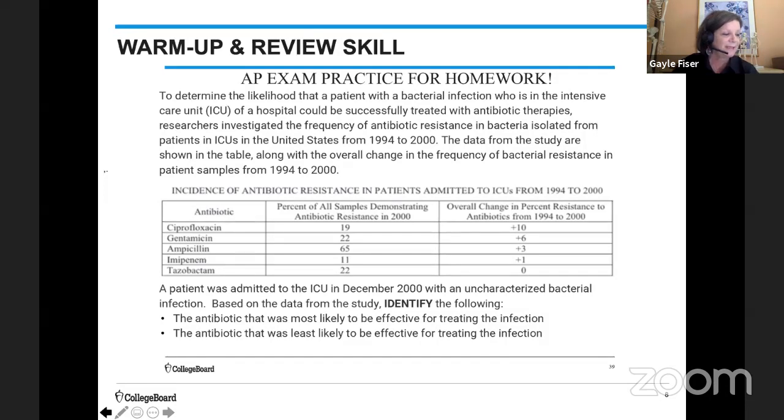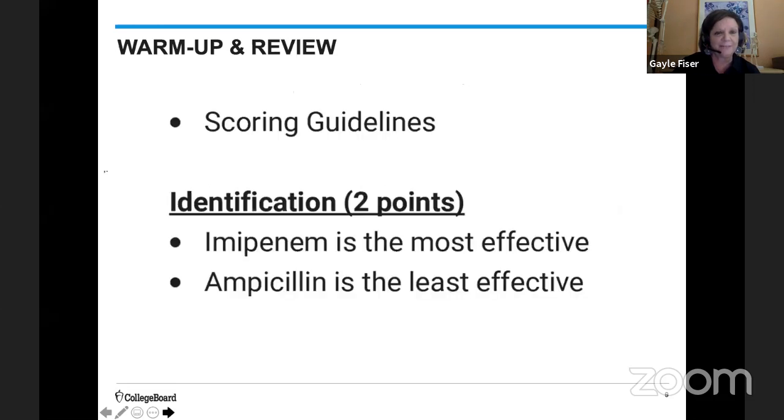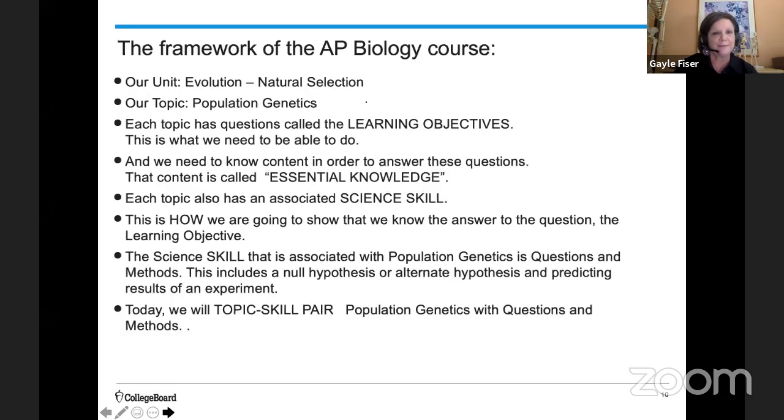Okay, I'll give you 10 more seconds. Okay, let's see what the scoring guideline indicated. All right, so there's 2 points here because you identified two medications, two antibiotics. And when you identify, it can be as simple as saying the word, okay? So if you put imipenem is the most effective and ampicillin is the least effective, you got both of those points.